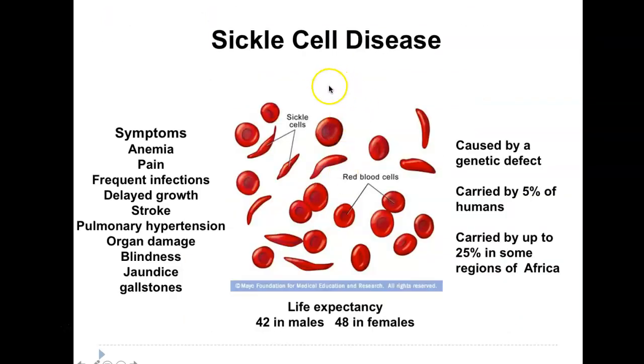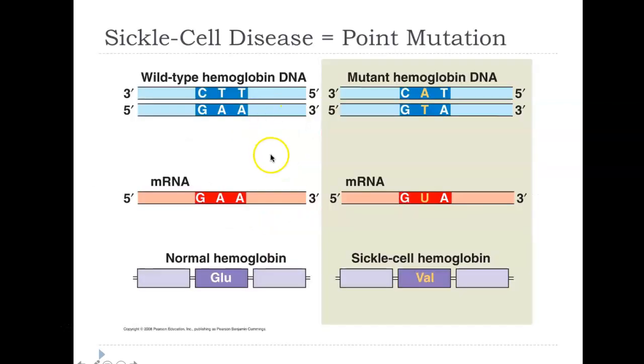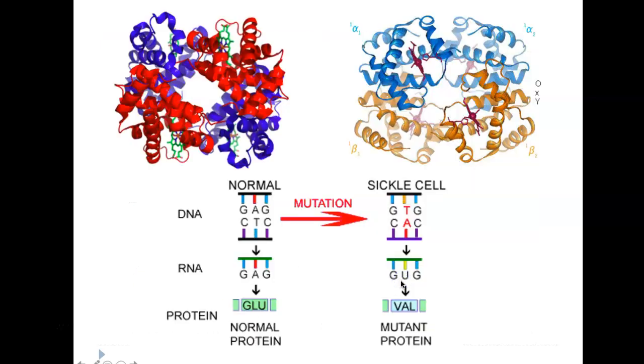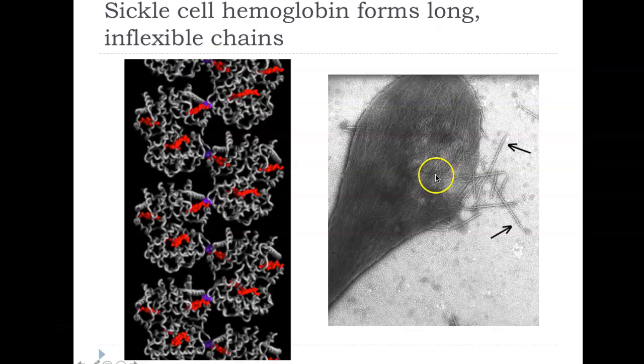All right, sickle cell is a result of a point mutation. It's a substitution. So here's your normal hemoglobin on the left. Here's your mutated hemoglobin on the right, just one base. There was supposed to be a T, now there's an A. So now RNA, instead of being GAA, it's now GUA, and now you have a valine instead of a glutamine, and that results in sickle cell disease. So that just shows you again what it looks like, and it results in a misshapen hemoglobin. It takes on a sickled shape.